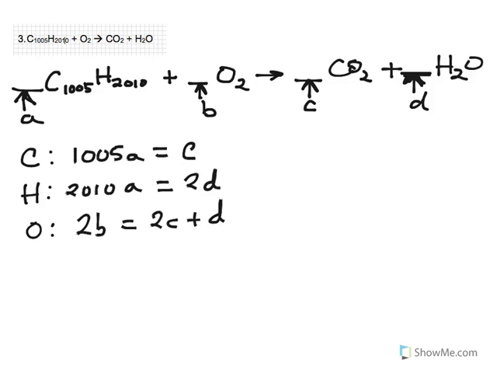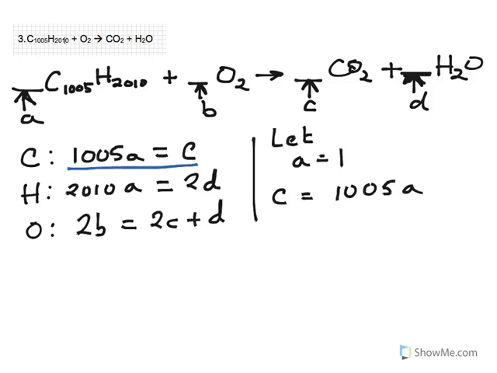Next, we set one of the variables here to be equal to 1. So let's say A is equal to 1. Since we have one of the variables now, we can solve for the other variables. Let us look into the first equation we have for the first element, carbon. So we have 1005A being equal to C. Now we can rewrite this equation as C is equal to 1005A. And since we have our A being equal to 1, we can say that C is equal to 1005 times 1, which is equal to 1005.